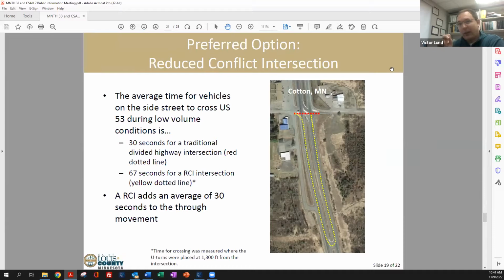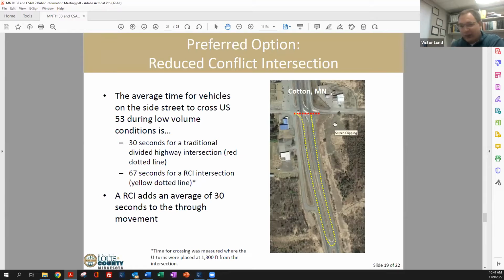In fact, the first project I led was in 2019. The question that was raised by the public was, well, can't we just put in a traffic signal? And what I was able to demonstrate with this slide here is that an RCI or J-turn adds about 30 seconds of time to that crossing maneuver that you can see up here, this red dotted line. So 30 seconds extra time by making this U-turn maneuver.